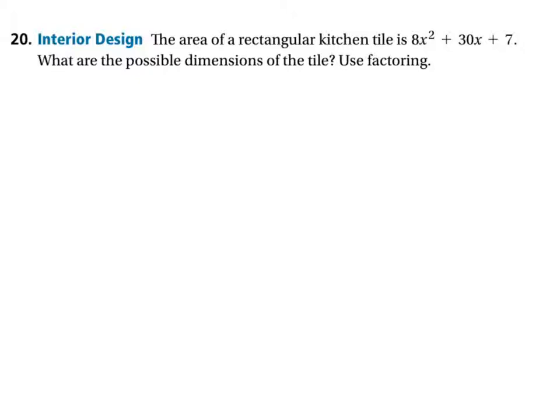So essentially we're just taking this trinomial that they gave us and we are factoring it, to see what times what would give us that. Now, following our rules, we're going to take the a and c values and multiply them together. 8 times 7 is 56. So we're going to come up with all the factors of 56.